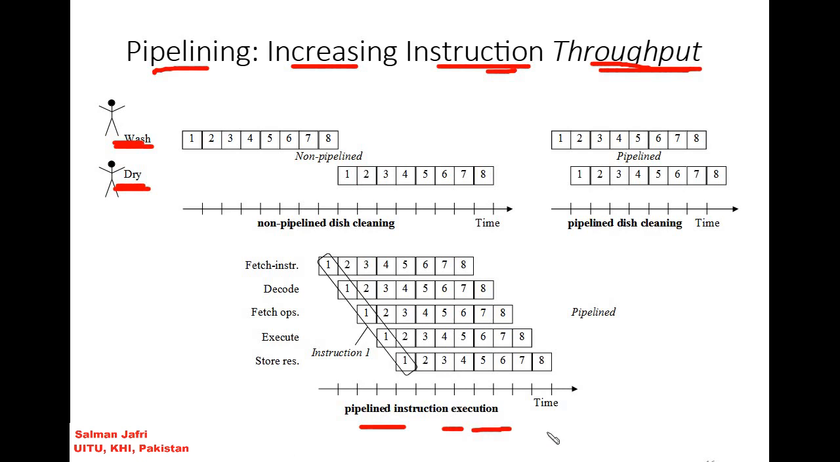This concept is similar to the idea of conveyor belts, or assembly lines, where the task is divided into smaller tasks, because the instruction execution was divided into fetch instruction, decode, fetch operands, execute, and store result. So it is basically parallelism, because at this point in time, instruction 1 is executing this phase, instruction 2 is executing this phase, instruction 3 in parallel is executing this phase, and instruction 4 in parallel is executing this phase.